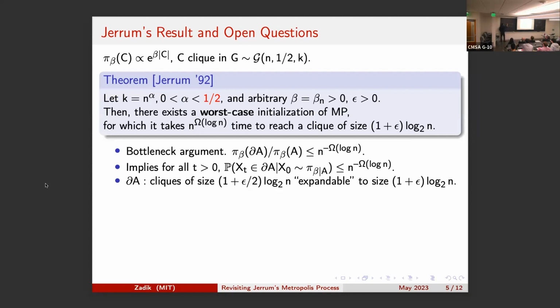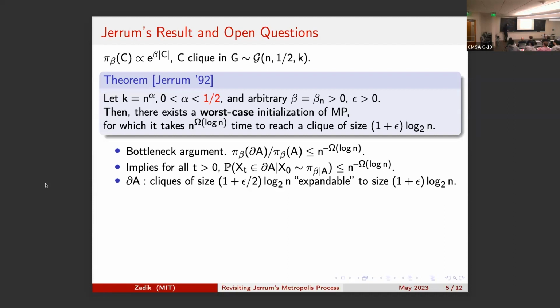So the clique space I'm saying looks like this. Right, so it looks like this. You need to cut somewhere here. What Jerrum did is he cut somewhere here, but in a very interesting way. You cut here in a way that the boundary is actually equal, I'm going to cheat here a little bit, but intuitively it's the same thing, the boundary is equal to these 1 plus epsilon over 2 log n cliques that are expandable. And I will explain what it means, to the 1 plus epsilon log n clique.